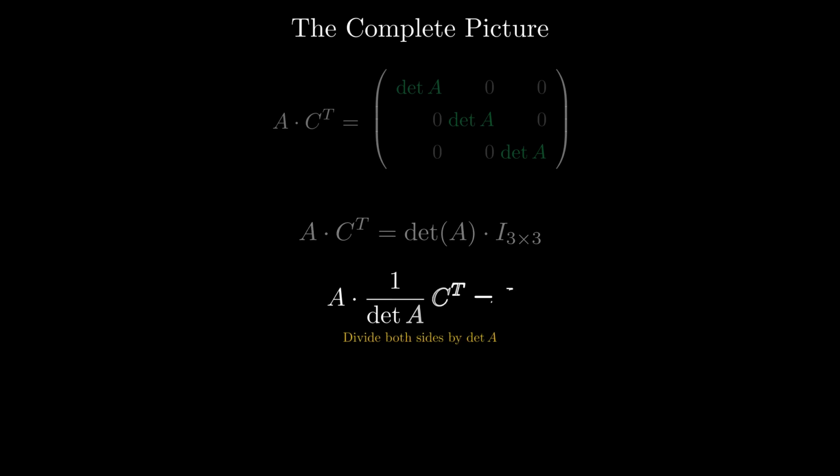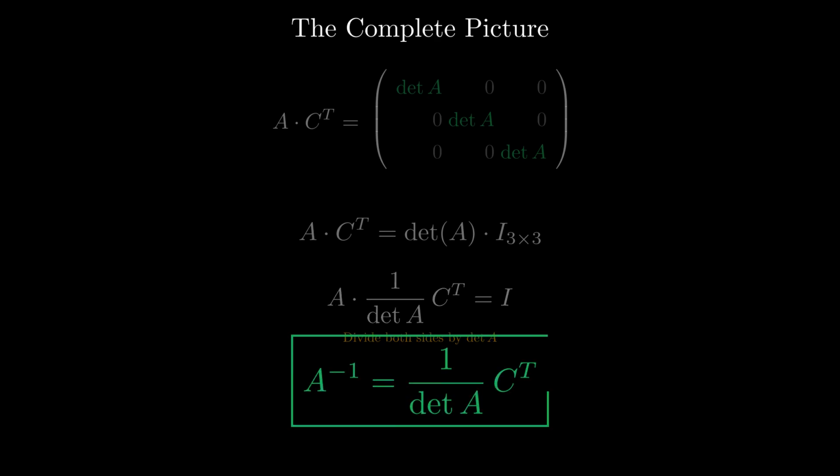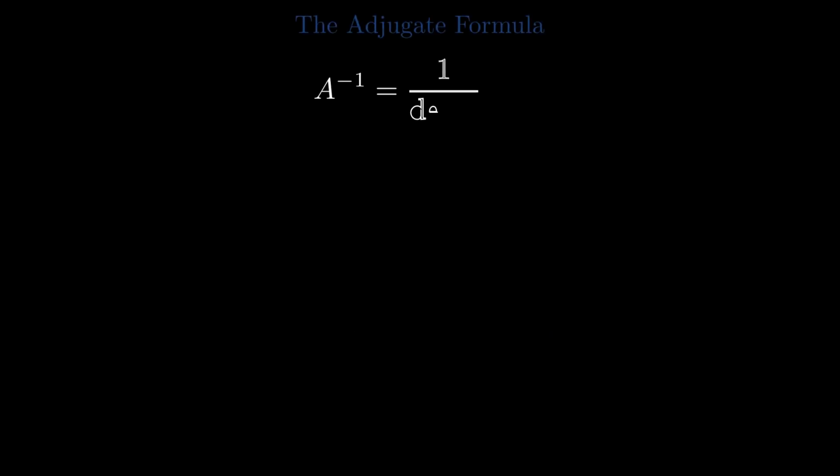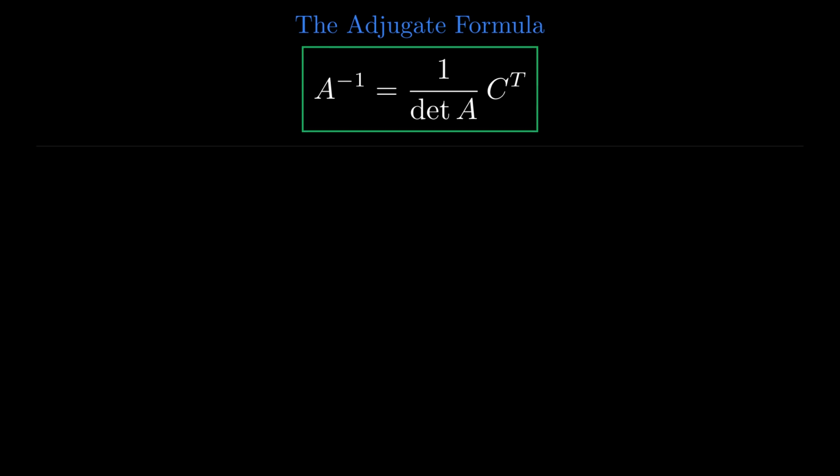Now we reach the payoff. Divide both sides by det A. A times 1 over det A times C transpose equals the identity. This tells us that A inverse equals 1 over det A times C transpose. And with that, the cofactor formula for the inverse is proven. This formula reveals structure that elimination hides. Every entry of A inverse is a ratio of two determinants, a cofactor in the numerator and the det A in the denominator. Let's box our general formula at the top: A inverse equals 1 over det A times C transpose.